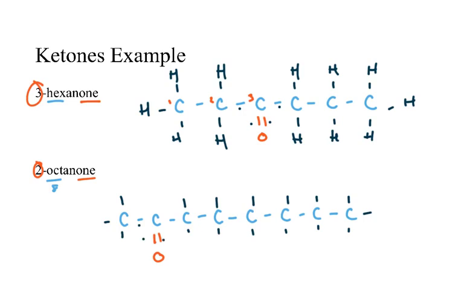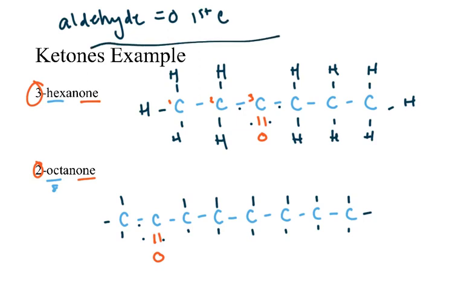So we're good there. So the difference between a ketone and an aldehyde is they're both double bonded oxygens, but in an aldehyde, the double bonded oxygen is on the first carbon, whereas in a ketone, the double bonded oxygen is on any one but the first. Anywhere but the first carbon.